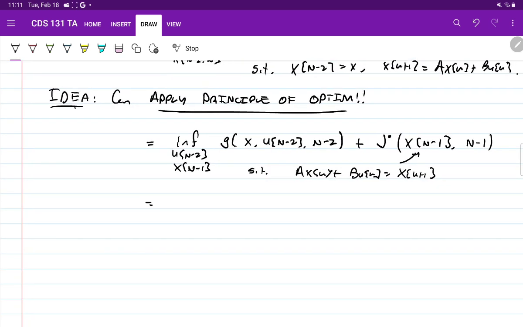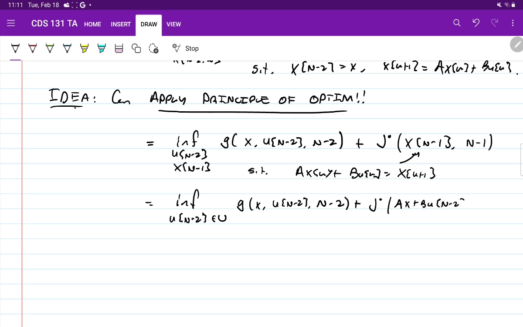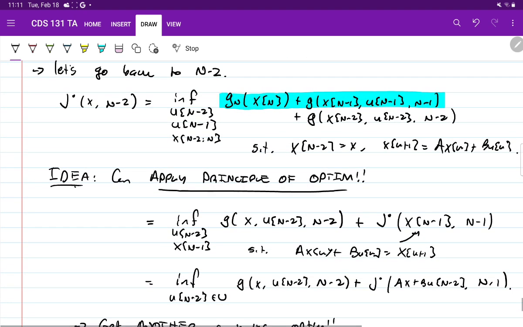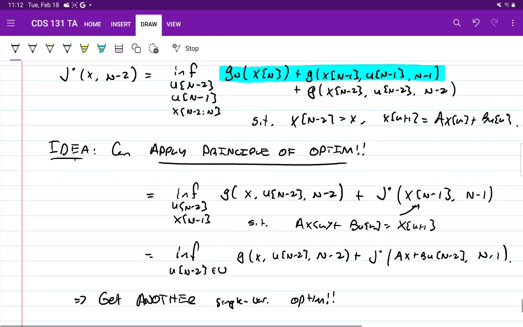And what I find is that this is equal to the infimum over u_{n-2} belonging to U of g(x, u_{n-2}) plus j*(Ax + Bu_{n-2}, n-1), okay? So what do I find from this? Well, what I get is another single variable optimization, right? So what we had started out with was a bunch of variables, right? We had u_{n-2}, u_{n-1}, and a couple of values of x, right?